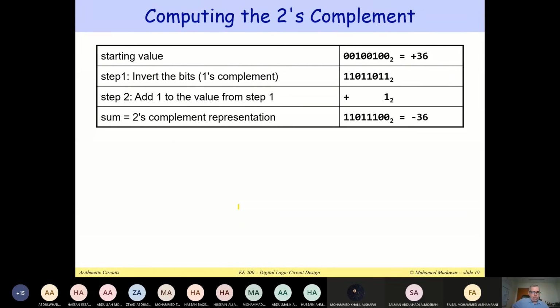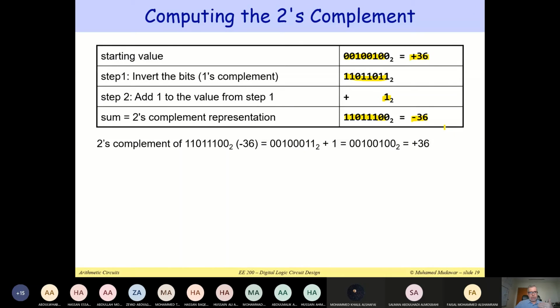I have examples here about how you can compute the 2's complement. So as I said, step number 1 is to take the 1's complement, invert every bit. Number 2 is just adding 1. This is plus 36. You take the 1's complement plus 1, you get this number. This number must be negative 36. Okay, that's how you compute the 2's complement of a number. Now, if you add a number plus its 2's complement, you should really get 0 and the carry.